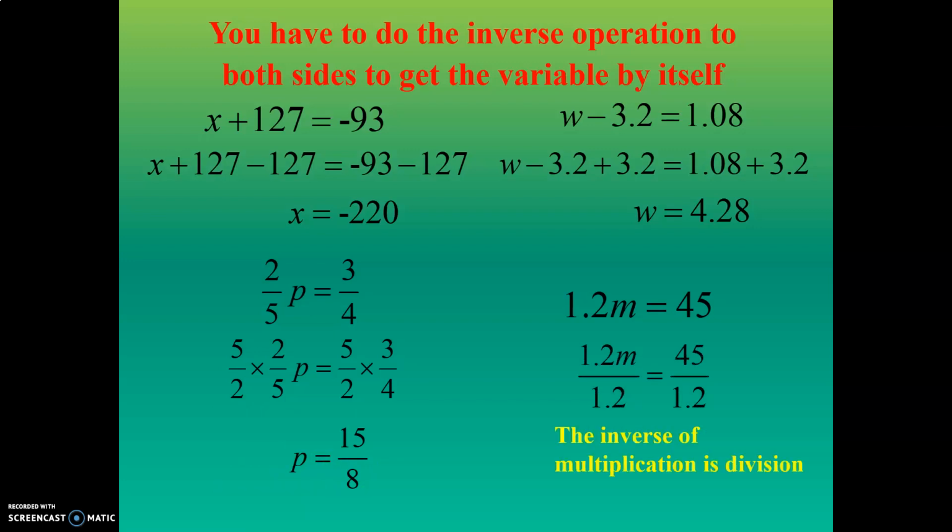The inverse of multiplication is division. So for this one, a little bit simpler than the fraction one, we get our result. Same exact steps as the more basic ones. It just looks a little more complicated because we've got negatives and fractions and decimals going on, but it's the same basic idea.